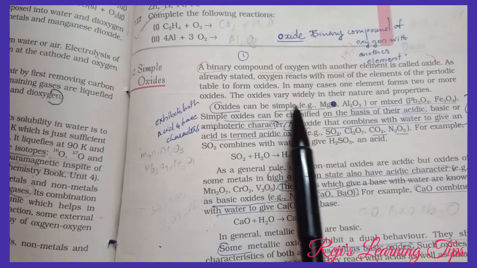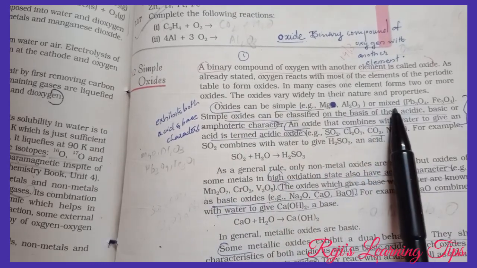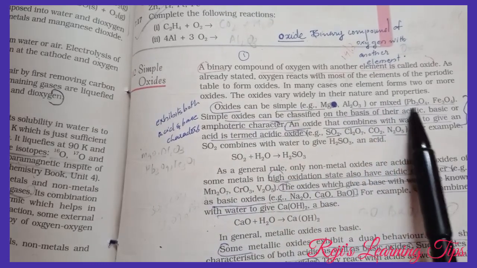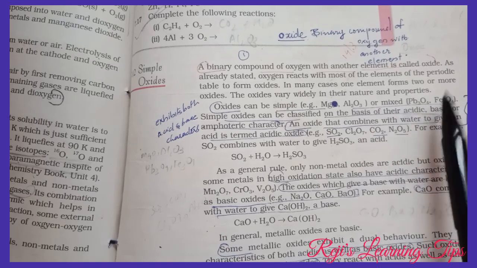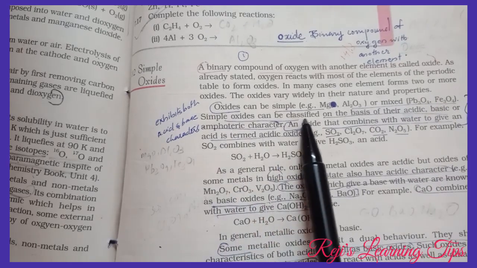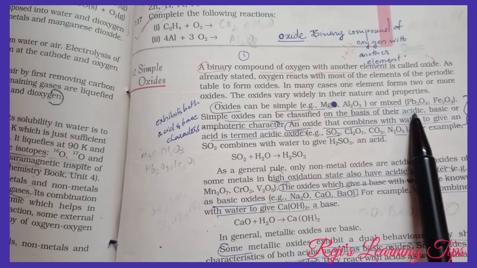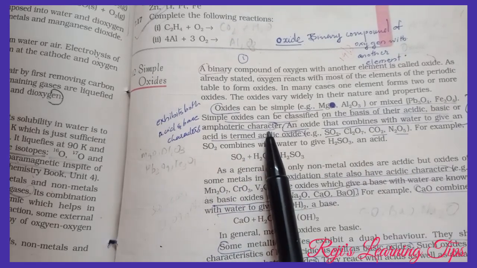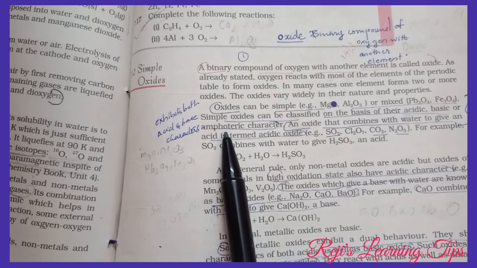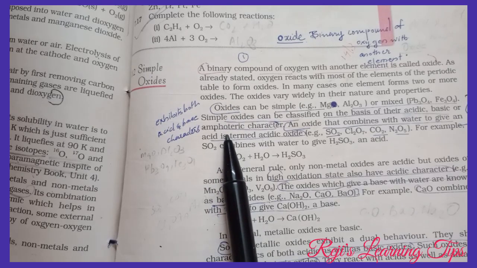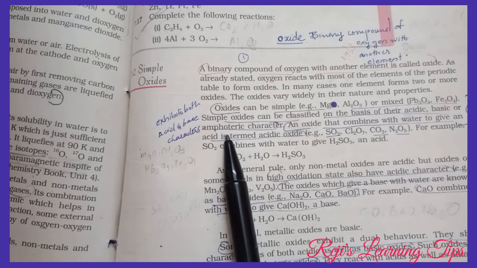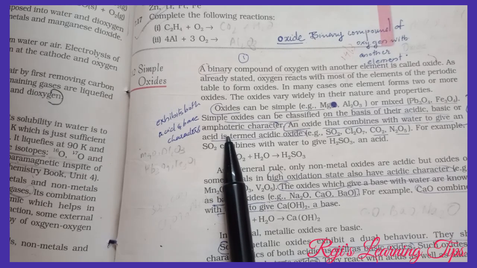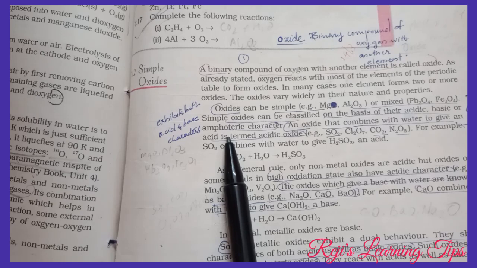But oxides can be simple or mixed. Example, Pb3O4, Fe3O4. Oxides can be classified as simple or mixed. Simple oxides can again be classified on the basis of their acidic, basic or amphoteric character.